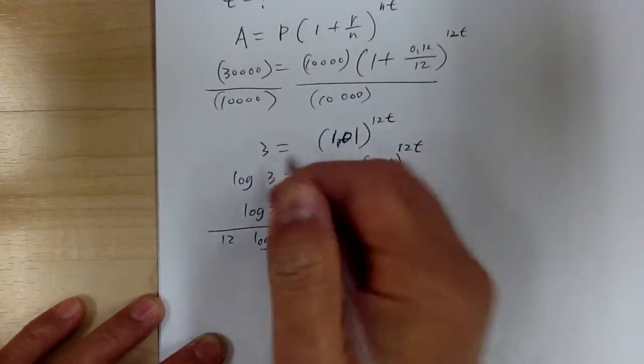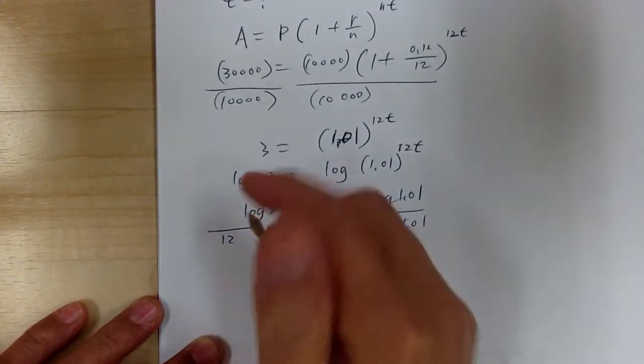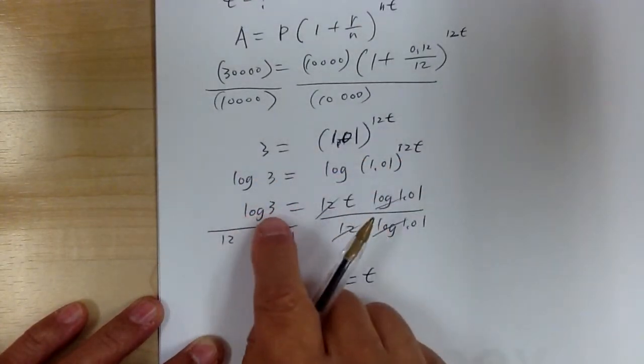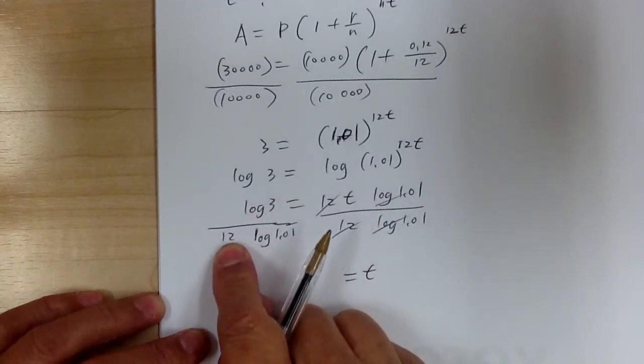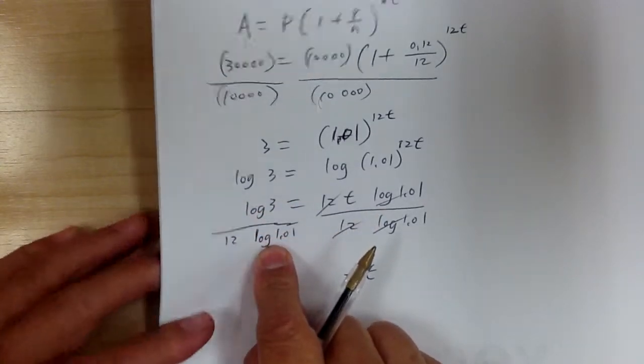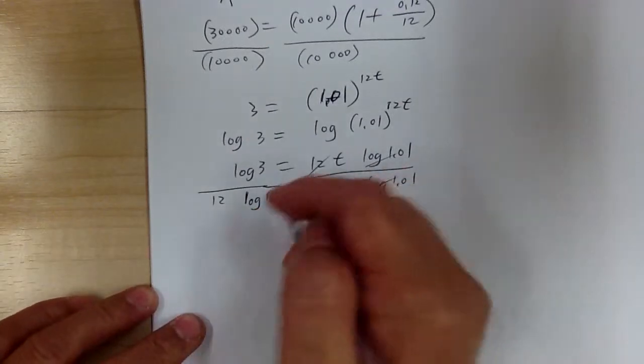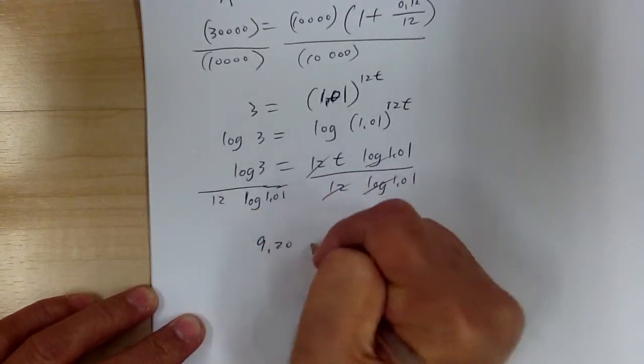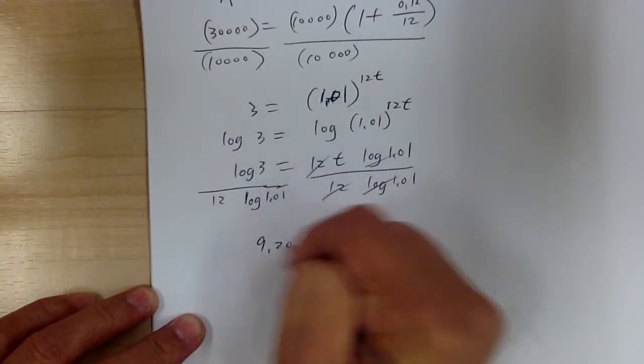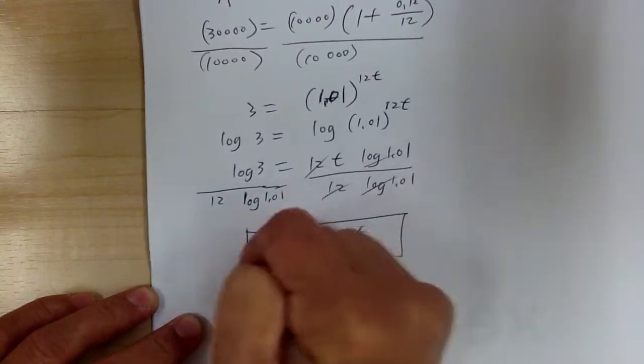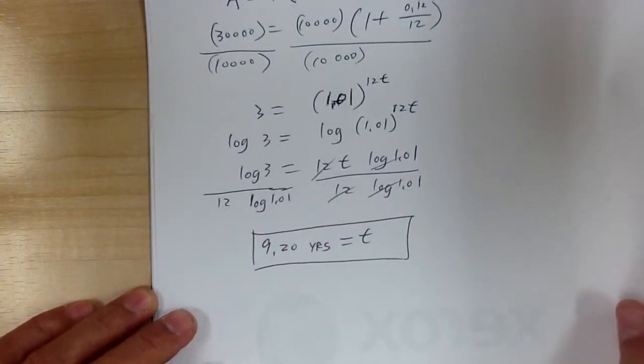Now use your calculator. Everything on the bottom, when you enter it in the calculator, you have to divide. So you use log 3, divide by 12, divide by log of 1.01. And so you're going to get 9.20 years. If you want to convert it to years and months, that's fine, but you can leave it like that too.